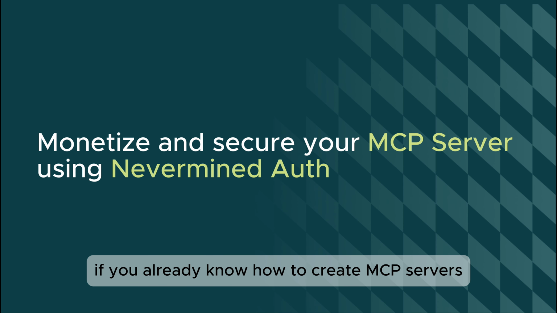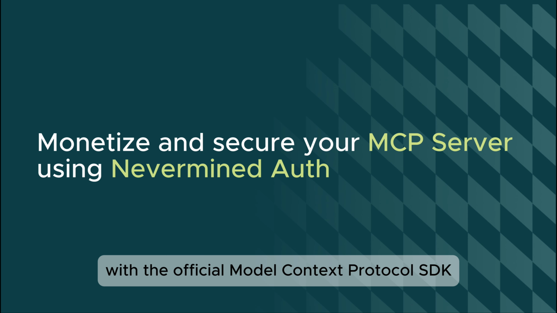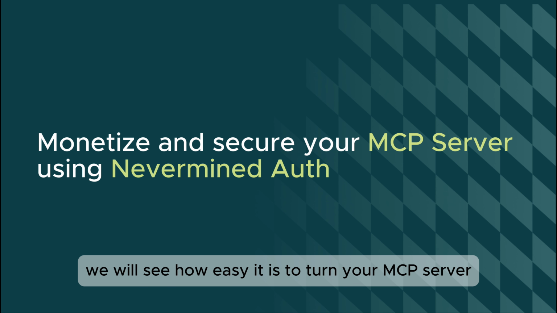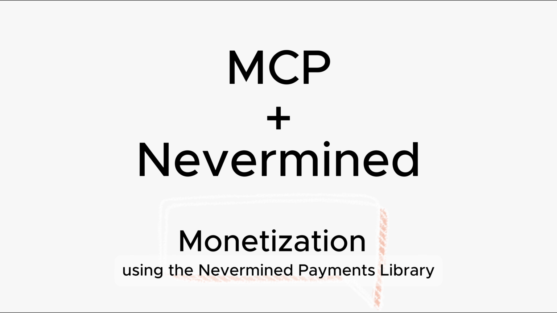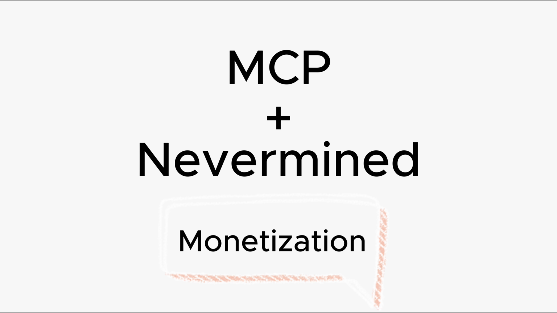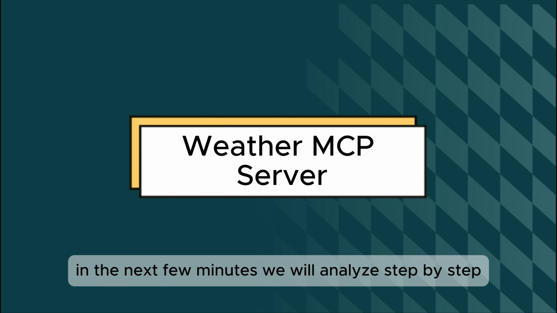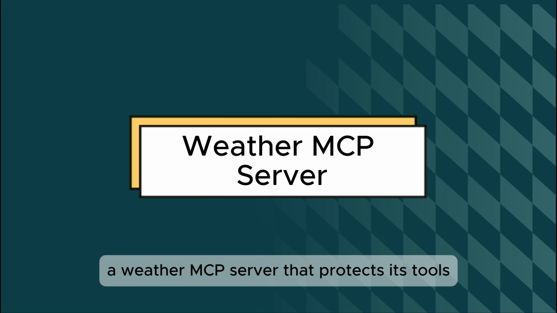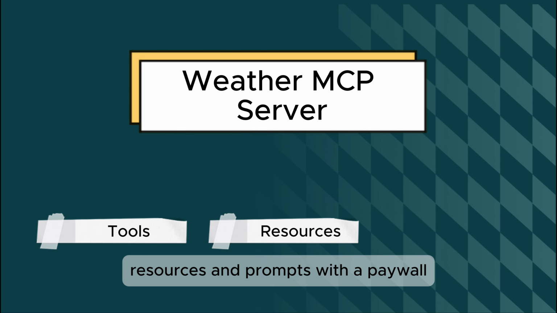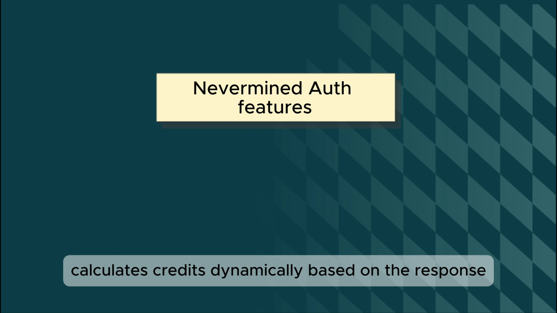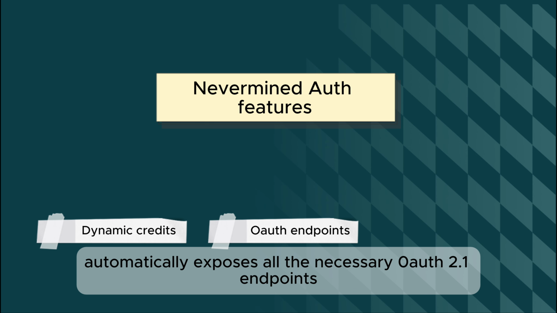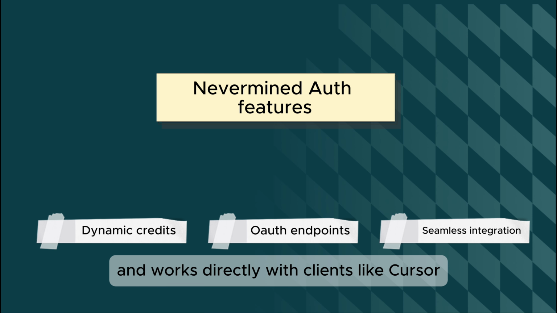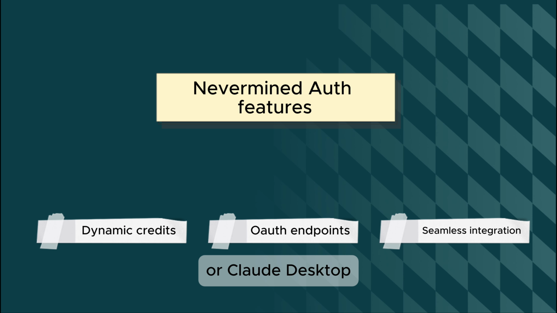If you already know how to create MCP servers with the official Model Context Protocol SDK, you're going to love this video. We will see how easy it is to turn your MCP server into a monetizable service using the NEVERMINED Payments Library. In the next few minutes, we will analyze step by step a weather MCP server that protects its tools, resources, and prompts with a paywall, calculates credits dynamically based on the response, automatically exposes all the necessary OAuth 2.1 endpoints, and works directly with clients like Cursor or Claude Desktop.